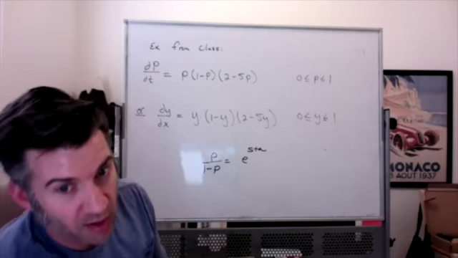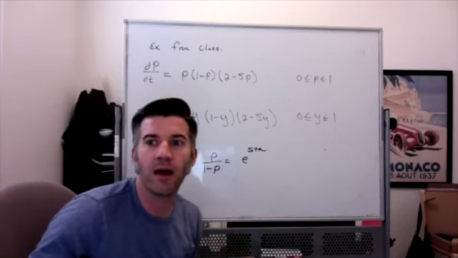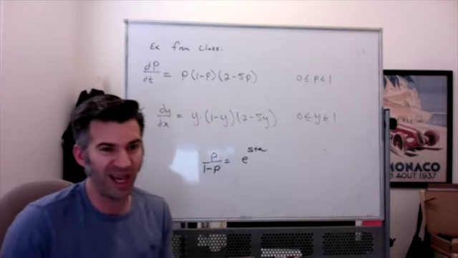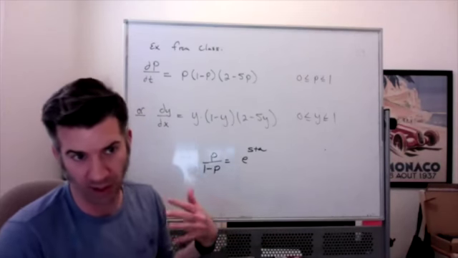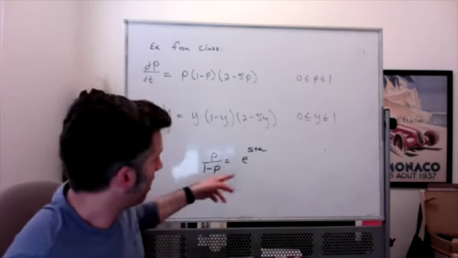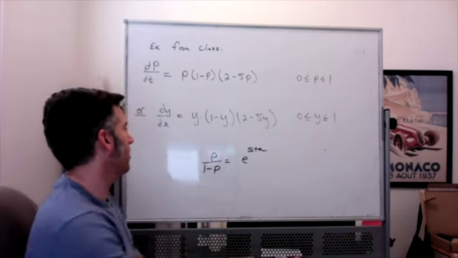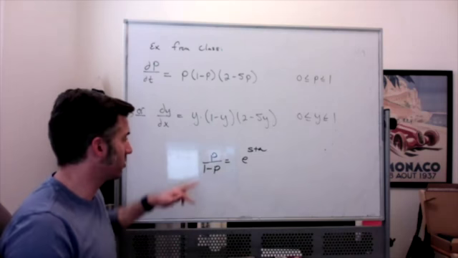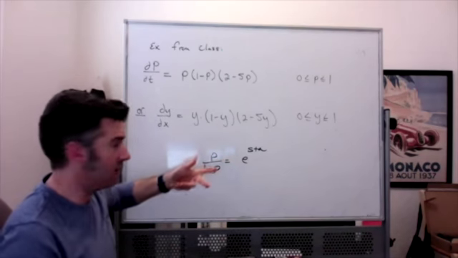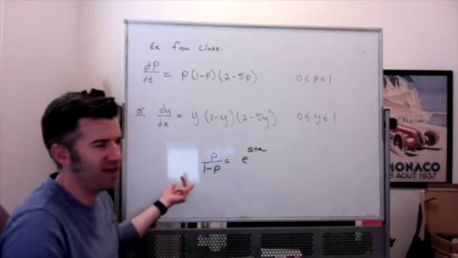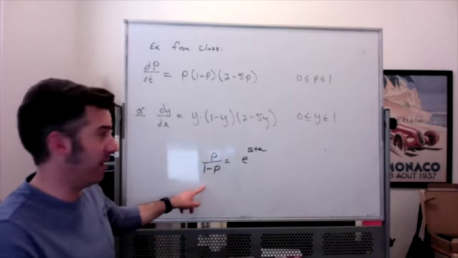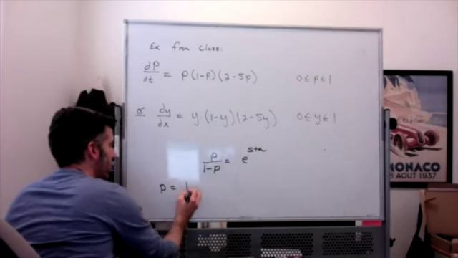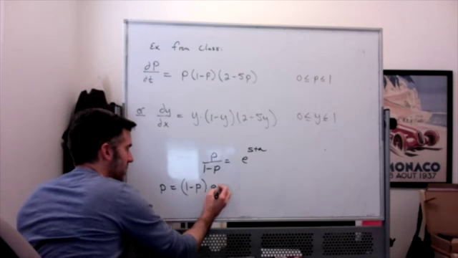No. So here's the thing. You're right in that a lot of the time there are going to be differential equations where we solve and we can't actually isolate y or p or whatever it is. Here we can. There are a couple of different ways you can attack this. One option is to take the reciprocal of both sides and cross multiply, but it's kind of the same. I'm just going to multiply both sides by 1 minus p, so I get p equal to 1 minus p times e to the whatever.